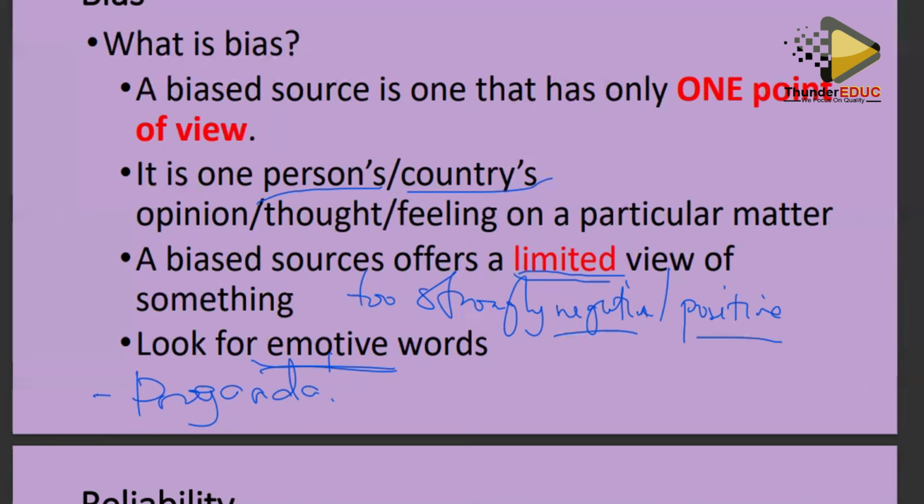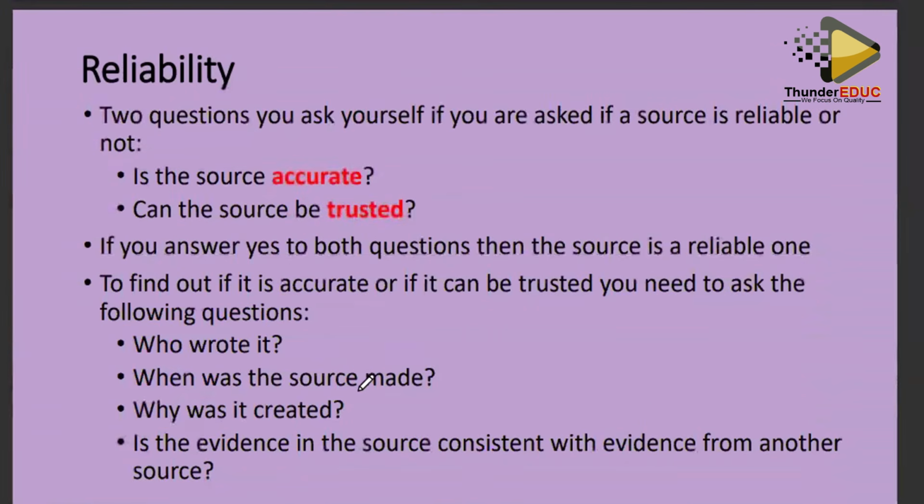Right, move on to the next part. We are done with bias. Reliability. And I'll just summarize on the reliability. Right. When you are checking on the reliability, you must ask yourself, is this source accurate? And can we trust this source? That is with reliability. Check on those two.